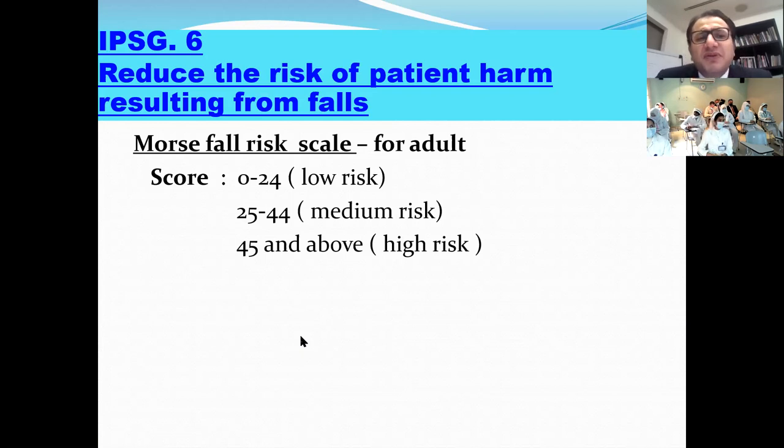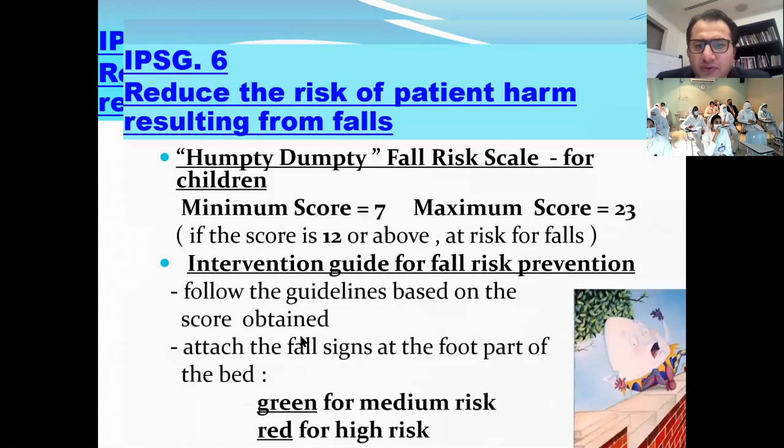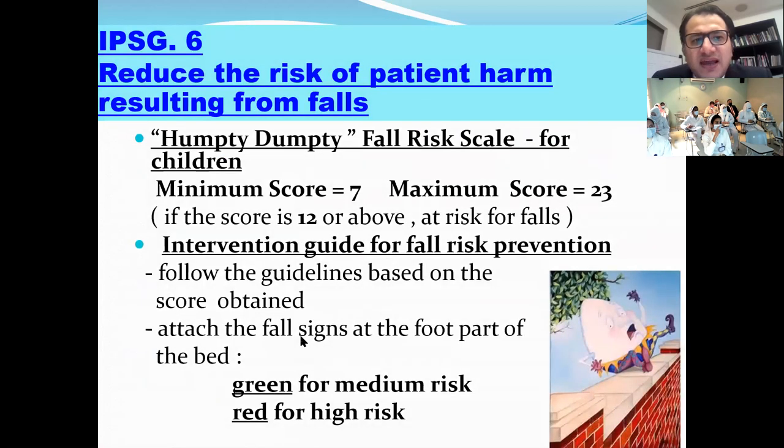This scale, to simplify it, tells you who could fall in the future or who could fall while you are treating him. That's why it talks about the risk of falling. Like 45 is the highest risk, so you should take your precautions. What is my precaution for falls? Also, we have a pediatric scale. Pediatric patients might also fall, and for them we use the Humpty Dumpty fall risk scale.